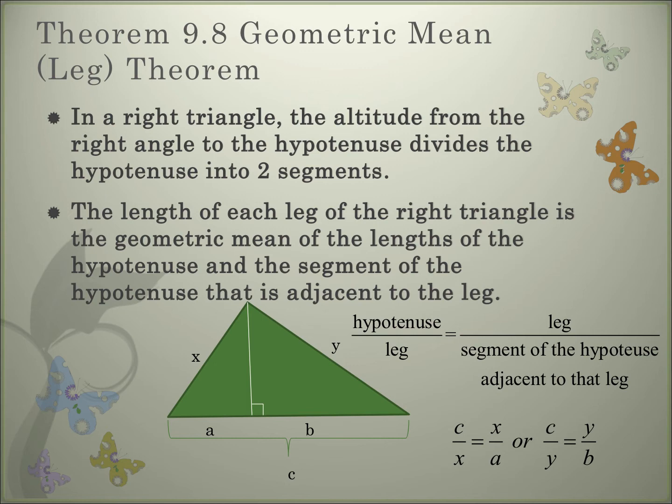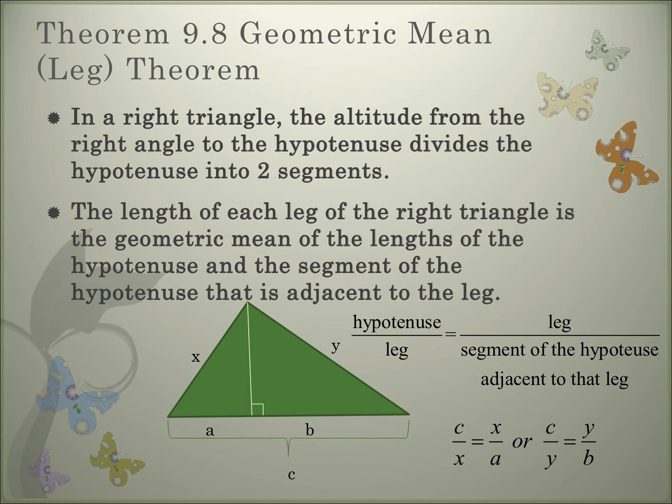So the next one is called the geometric mean leg theorem. And again, same thing. In a right triangle, the altitude from the right angle to the hypotenuse divides the hypotenuse into two segments. The length of each leg of the right triangle is the geometric mean of the lengths of the hypotenuse and the segment of the hypotenuse that is adjacent to the leg.